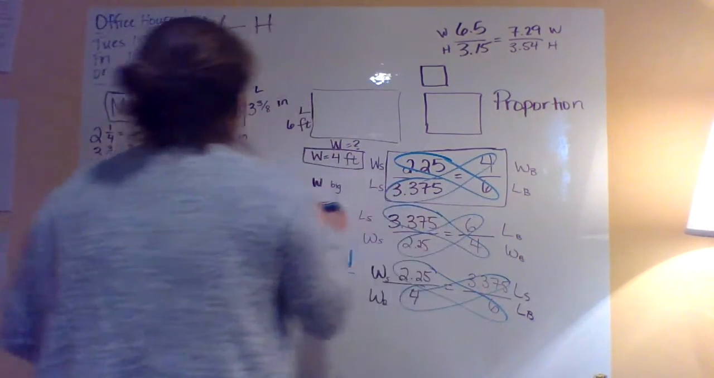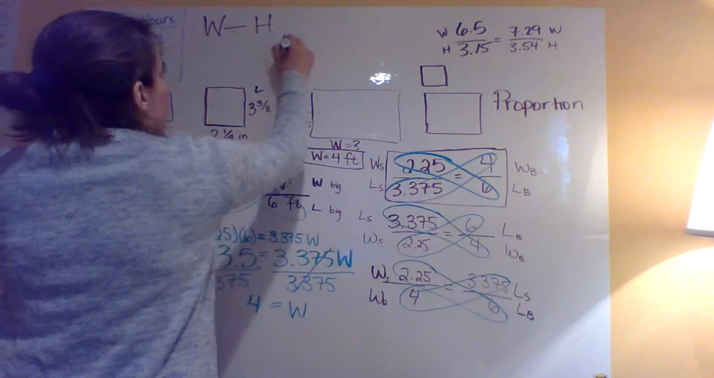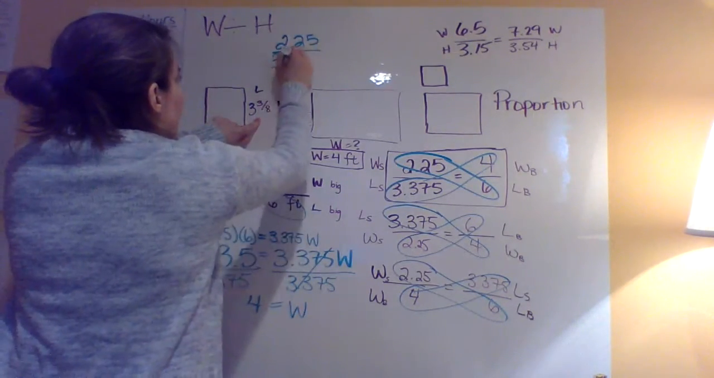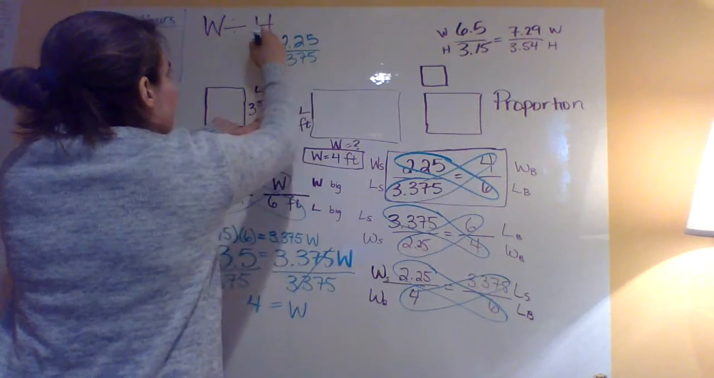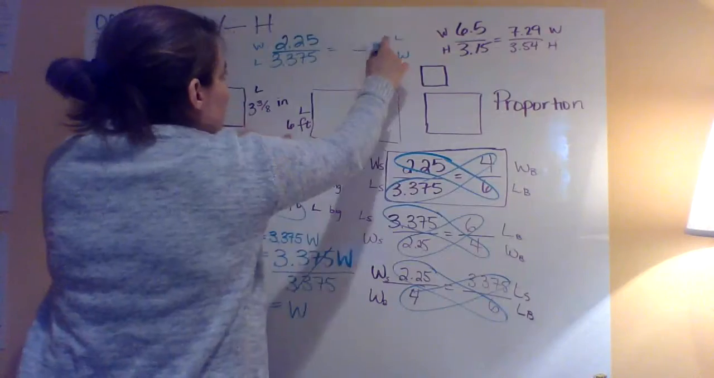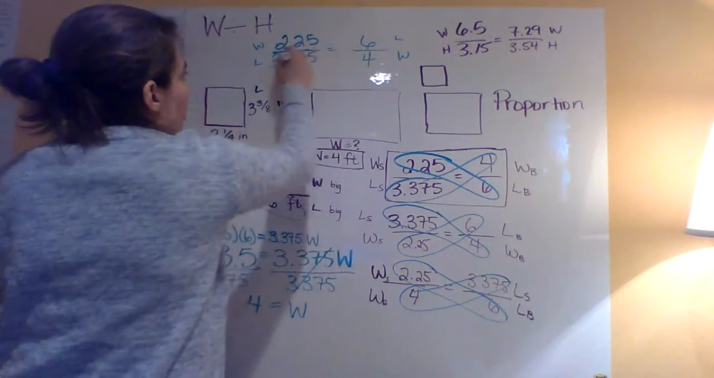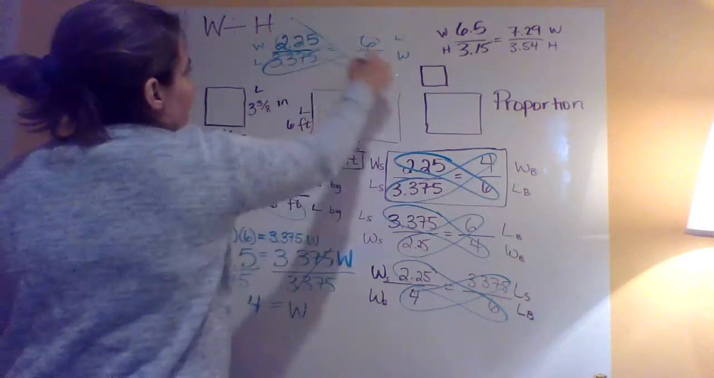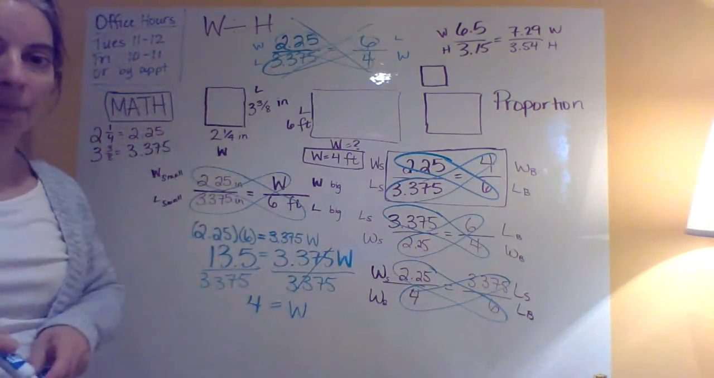If by mistake I had said, okay, I'm going to start with this, 2.25 over 3.375, so I did width over length, and then over here I switch it and do 6 over 4, I'm not multiplying the same things. So this one is not correct. It's not set up correctly.